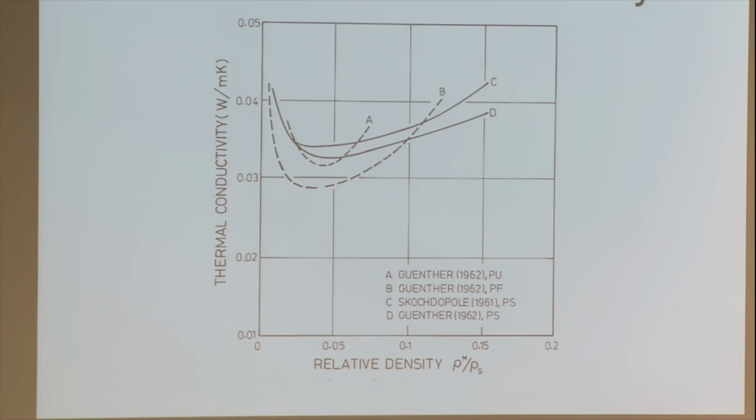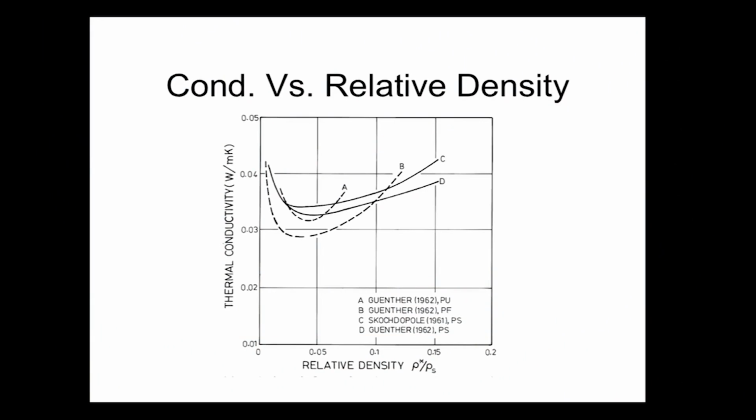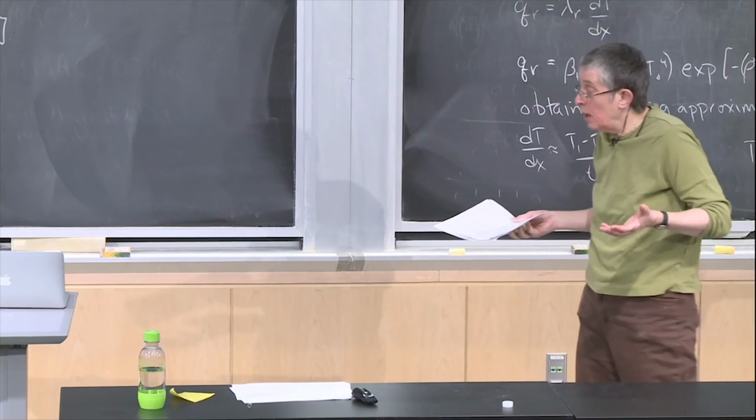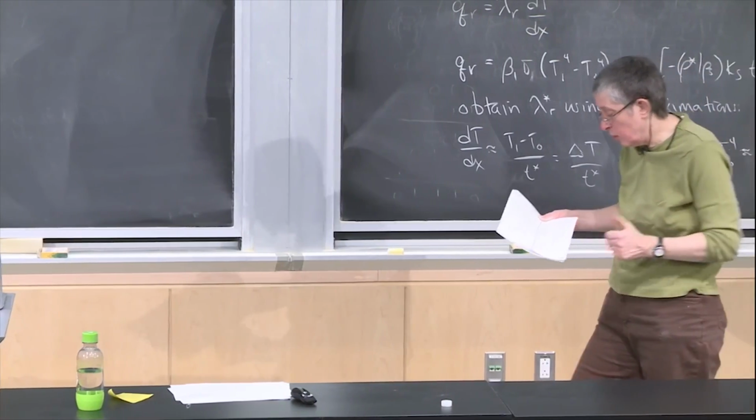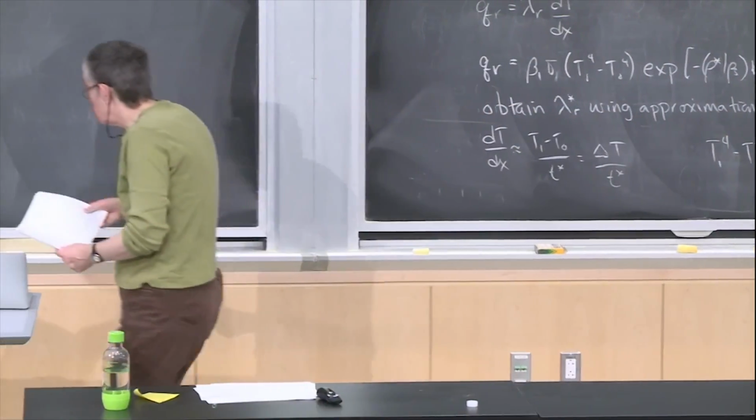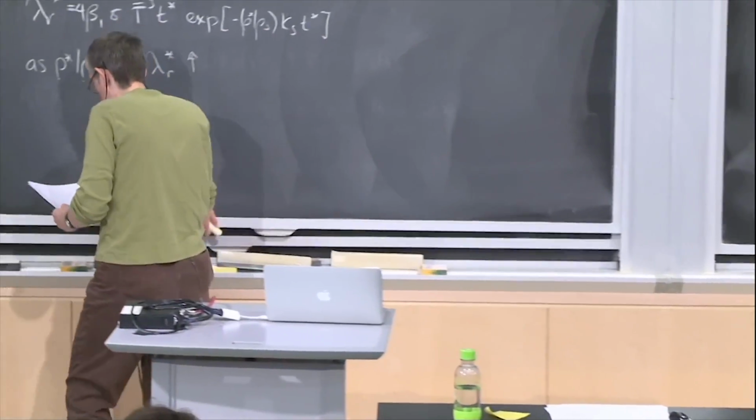Another plot shows the thermal conductivity versus the relative density for a few different types of foams. You can see for this plot you reach a minimum in the thermal conductivity. That's because you have a trade-off between the contribution from the solid and the contribution from the radiation, and those two trade off and you get to a minimum. So let me write some of this down.